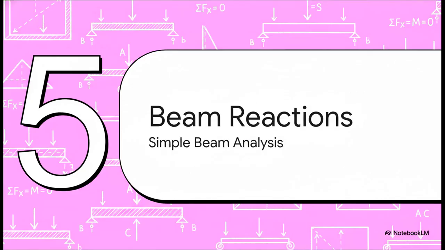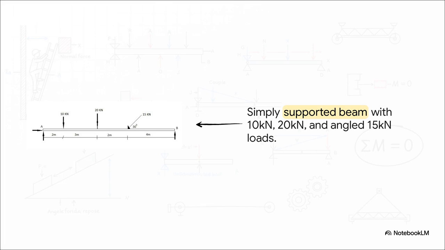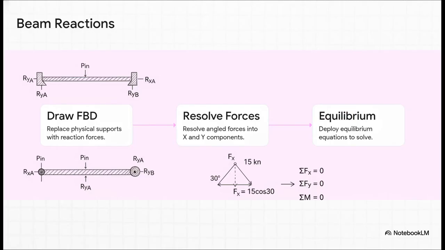And finally, Section 5, Beam Support Reactions. Okay, look at this beautifully chaotic beam setup. When an exam throws a simply supported beam at you that's loaded up with a bunch of stuff, like this 10 kilonewton point load, a 20 kilonewton load, and then that tricky angled 15 kilonewton force sitting at 30 degrees, don't panic. The methodology to untangle all of this is completely formulaic. You secure those 14 marks by sticking to a strict logical sequence.